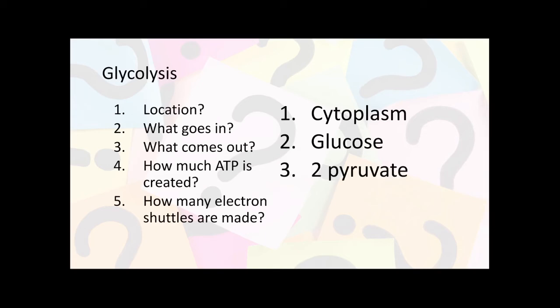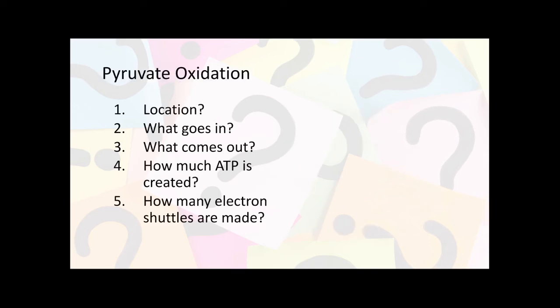So let's review. Glycolysis. Where does glycolysis occur? In the cytoplasm. You have glucose that goes in, a 6-carbon molecule. Glucose gets broken down into 2 pyruvate. Each pyruvate is a 3-carbon molecule. You have 2 ATPs that get made in this process, and you have 2 NADH, which are your electron shuttles that are also being made.